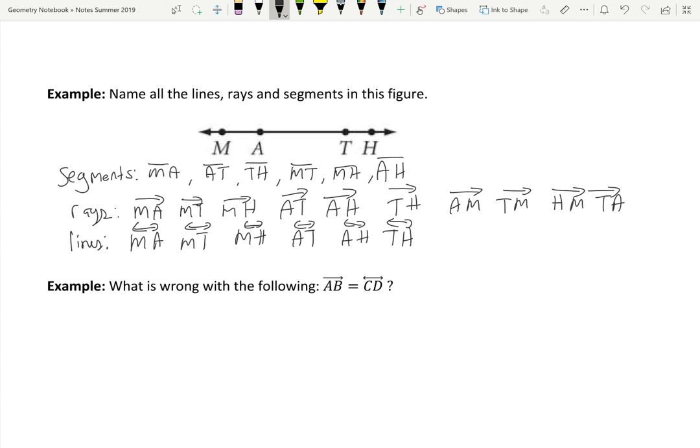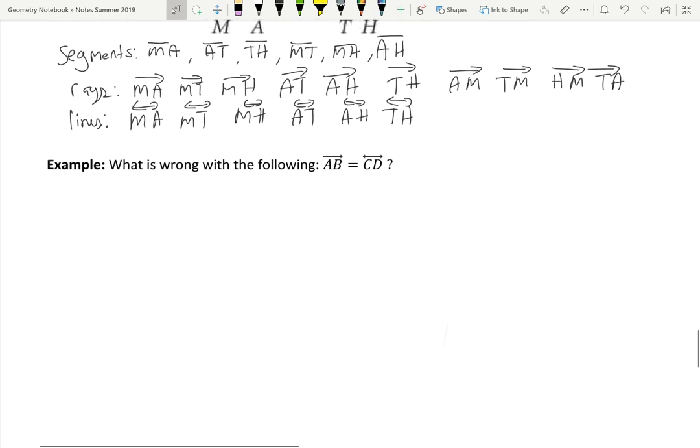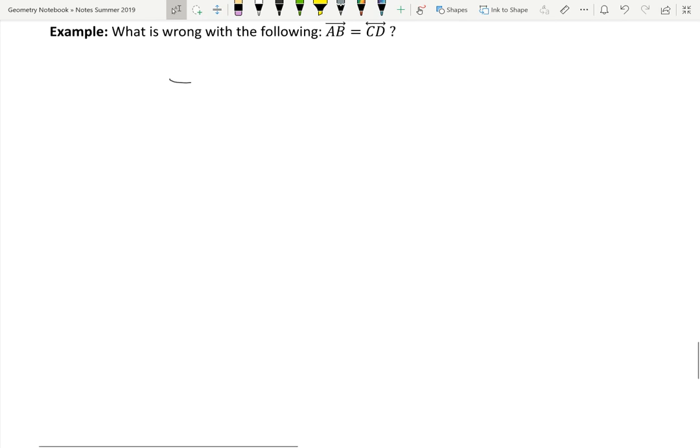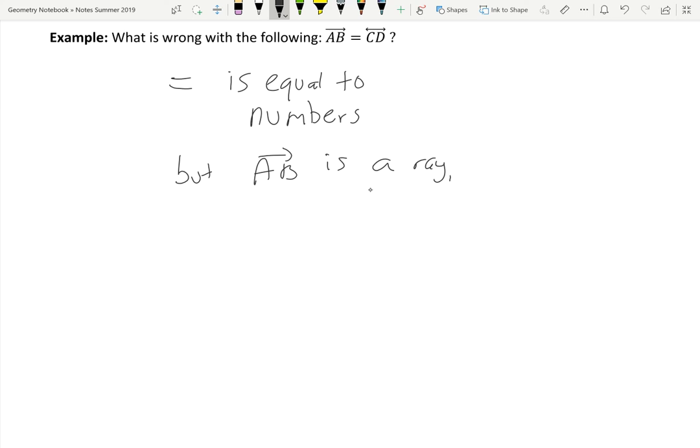Okay. Example, what's wrong with the following? AB equals CD. A couple things. This symbol means is equal to. But is equal to refers to numbers. But AB is a ray, which is a figure. And CD is a line. So can rays and lines even be equal?